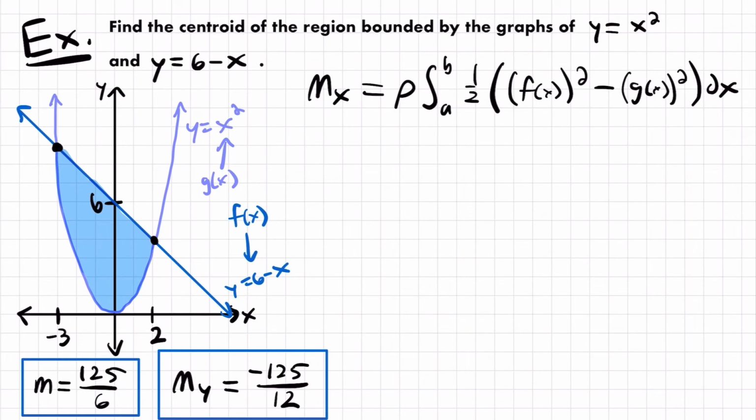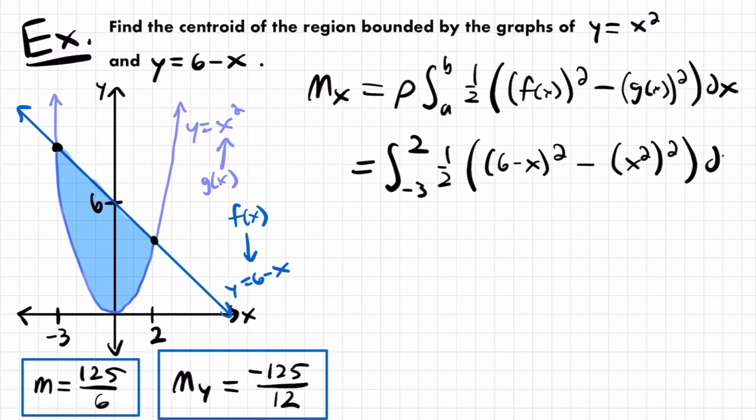And so we'll have that the moment about the x-axis is equal to the integral from -3 to 2. We're using the same bounds of integration once again. They are still the values of x that our region lies between. And then we'll have 1/2 times f of x squared. And f of x is 6 minus x, so we will have (6 minus x) squared minus g of x squared, which is x squared, and so we'll have (x squared) squared times dx. All right, and so if we simplify, I'm going to pull this 1/2 to the outside, so this is equal to 1/2 times the integral from -3 to 2 of (6 minus x) squared.